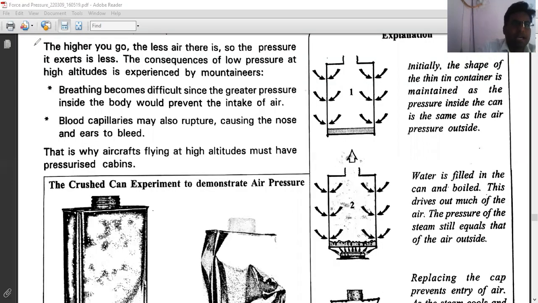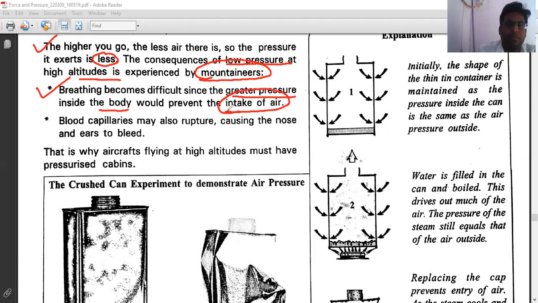Our next point is: the higher we go, the less air there is, so the pressure exerted is less. That's why we fly above the surface of the earth, because pressure is less at height. The consequences of low pressure at high altitude are experienced by mountaineers, right? Breathing becomes difficult since the greater pressure inside our body would prevent the intake of air, right? Because when we are at the highest point, the pressure inside our body is high as compared to the environment at the maximum height.